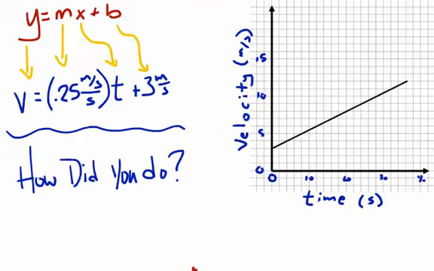How did you do? The vertical variable here is v, for velocity. The slope is 0.25 meters per second over seconds. The horizontal variable is time, or t, and the intercept is 3 with units of meters per second. So our equation looks like v equals 0.25 meters per second over seconds times t plus 3 meters per second. How did you do?